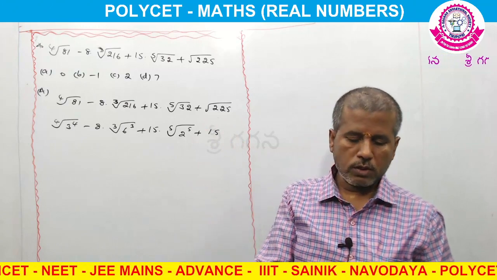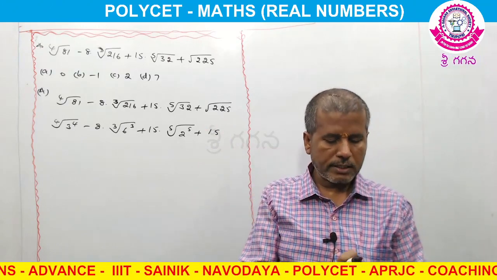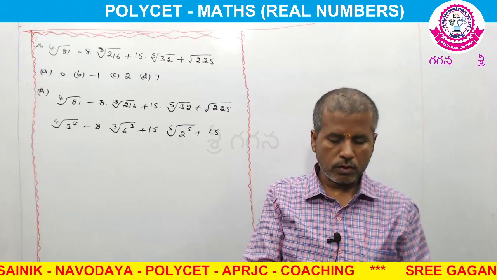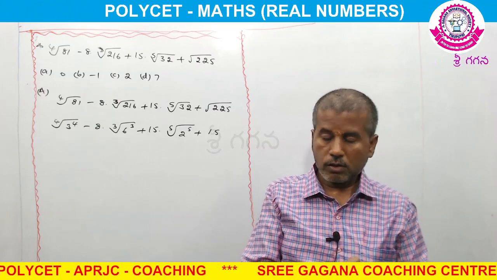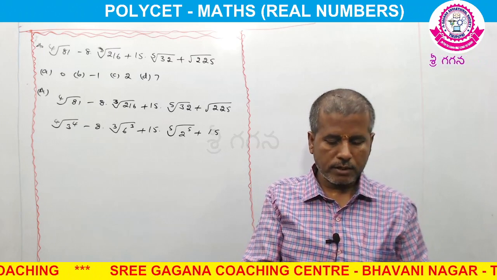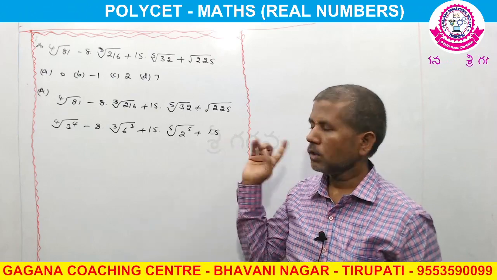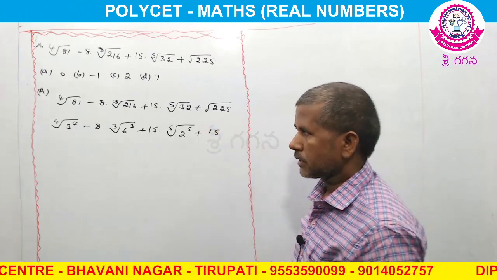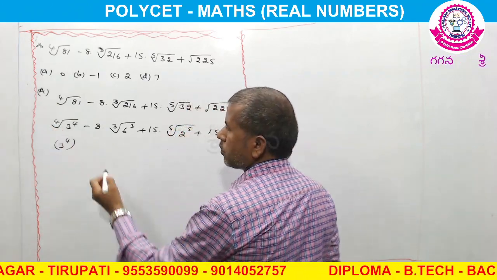So for this, 2 2s are 4, 3 3s are 9, 4 4s are 16, 5 5s are 25, 6 6s are 36, 7 7s are 49, 8 8s are 64, 9 9s are 81, 10 10s are 100, 11 11s are 121. 12 12s are 144. 13 13s are 169, 14 14s are 196, 15 15s are 225. So 15 is the root of 225. That's all. Next, for 3 power 4 into the fourth root, that means 1 by 4.